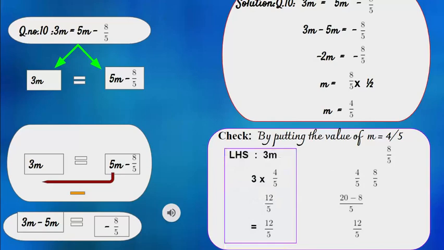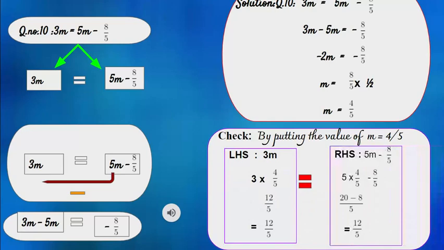Same way we can see right side also. Right side it is given 5m minus 8 upon 5. 5m means 5 into m. So here 5 into 4 upon 5 minus 8 upon 5. 5 4s are 20. So 20 upon 5 minus 8 upon 5. 20 minus 8, 12. So right side also we are getting 12 upon 5. So LHS is equal to RHS. Proved. So our answer is correct.